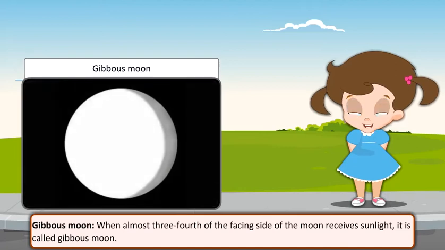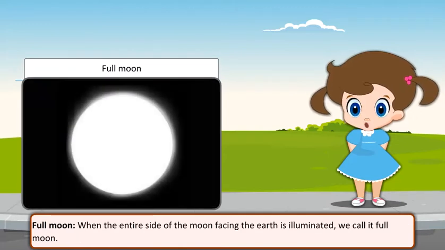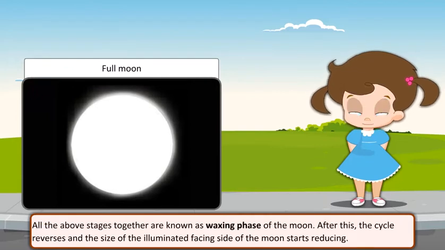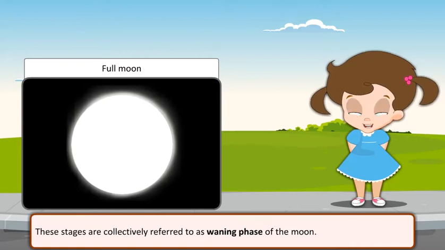Half moon. When half portion of the facing side of the moon becomes illuminated, we call it half moon. Gibbous moon. When almost 3/4 of the facing side of the moon receives sunlight, it is called gibbous moon. Full moon. When the entire side of the moon facing the Earth is illuminated, we call it full moon. All the above stages together are known as waxing phase of the moon. After this, the cycle reverses and the size of the illuminated facing side of the moon starts reducing. These stages are collectively referred to as waning phase of the moon.